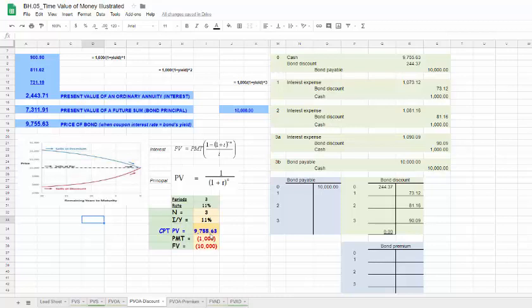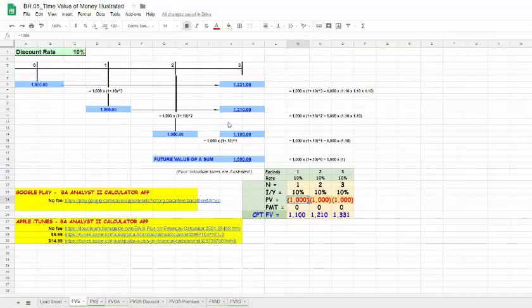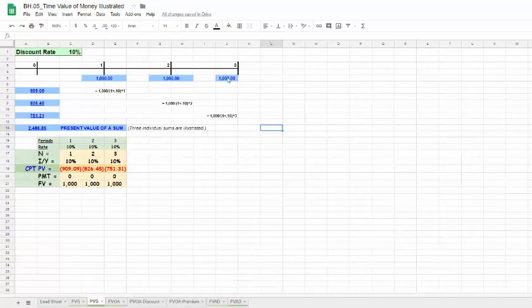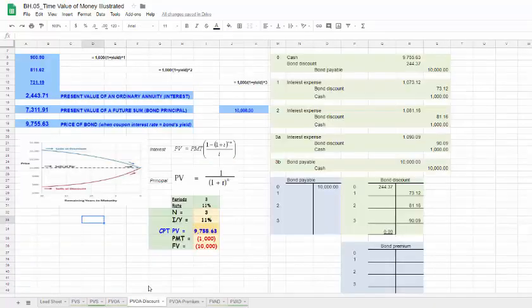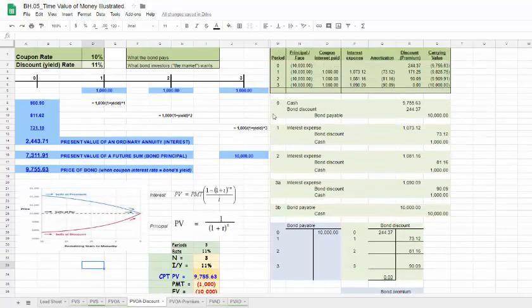Well, there you have it, the 4 time value of money tables. A future value of a single sum, a present value of a single sum, future value of annuities, and present value of annuities. Practice each of these.